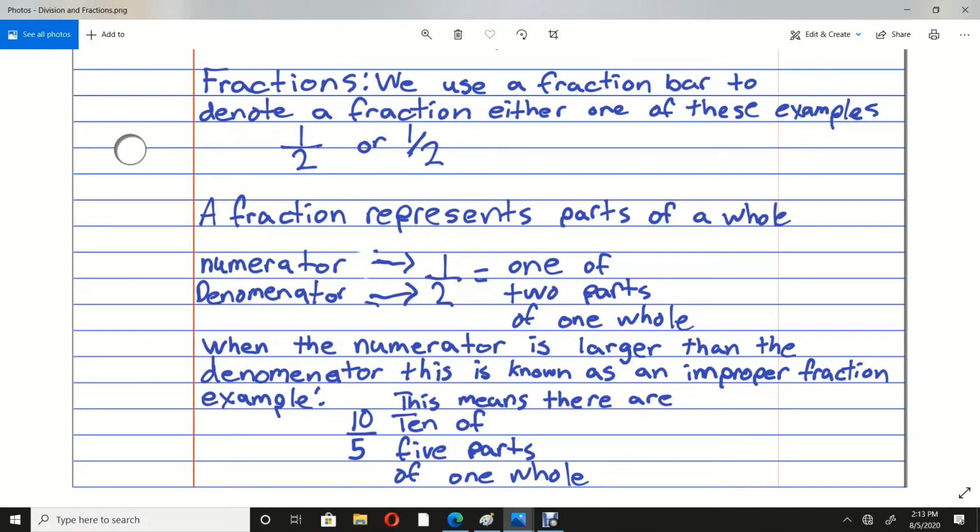All right, so continuing a discussion of fractions. Fractions, we use a fraction bar to denote a fraction either one of these two ways.